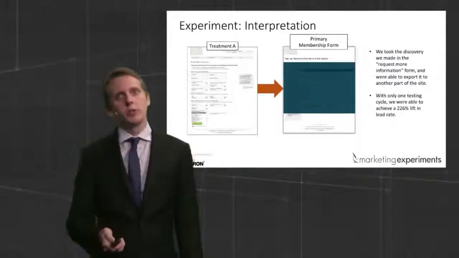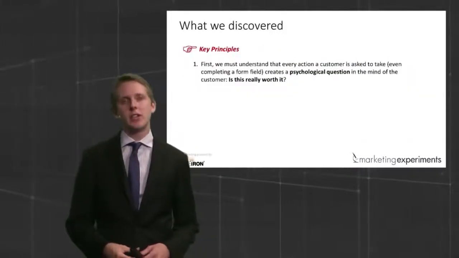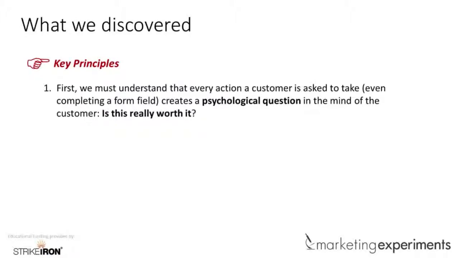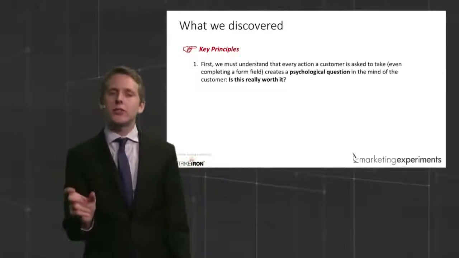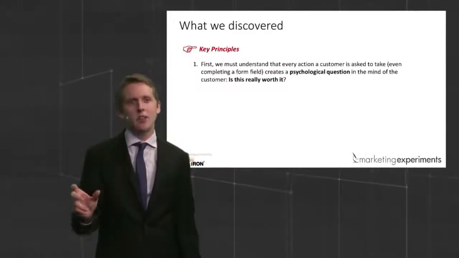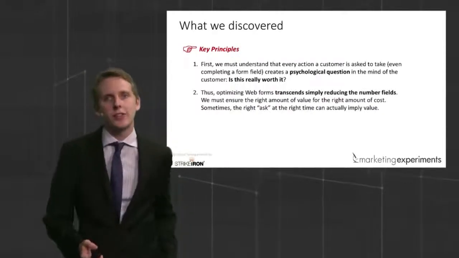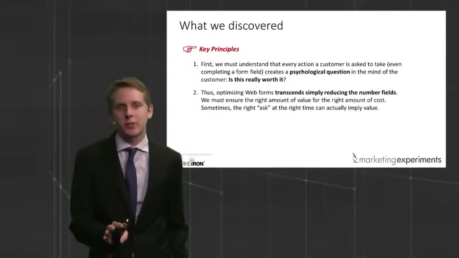So let's review, and then we'll dive right into live optimization, okay? First, as marketers, here's a discovery. We must understand that every action a customer is asked to take on a web page, even something as simple as filling out a form field, creates a psychological question in the mind of the customer. It's a weighing question. That's what that fulcrum represented, where the customer is asking, is the cost greater than the value, or is the value outweighing the cost? If you can start seeing and breaking your pages by cost and value, then you have a lot of control as the marketer.